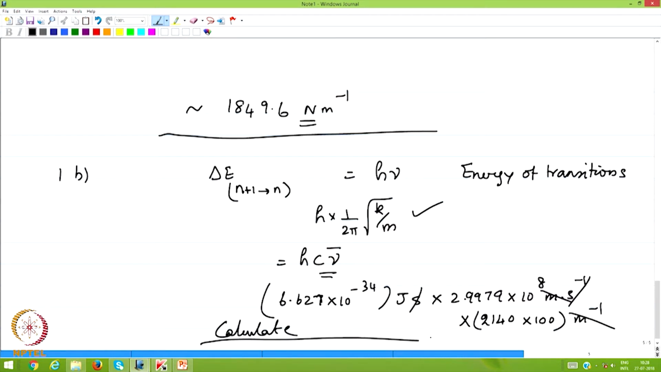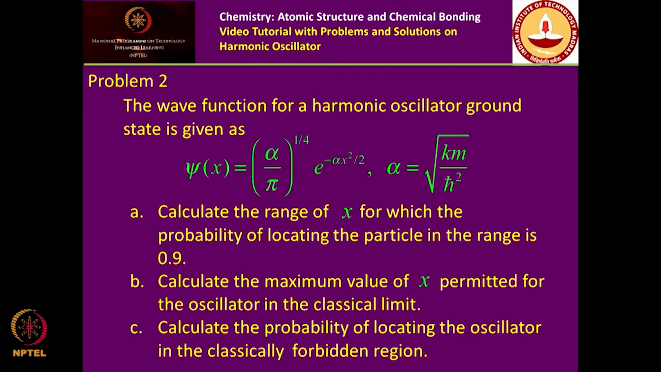So, this is a very straightforward problem. Okay. The second problem is a little more involved. The second problem uses the wave function for a harmonic oscillator ground state, which is given here on the screen, and you are asked to calculate the range of x for which the probability of locating the particle in the range is 0.9.